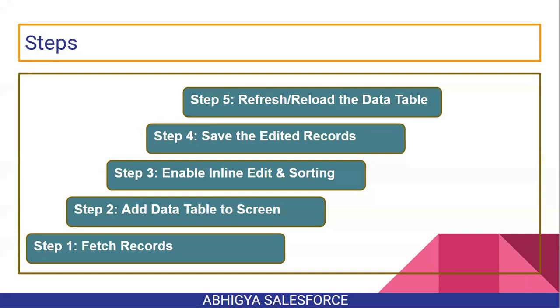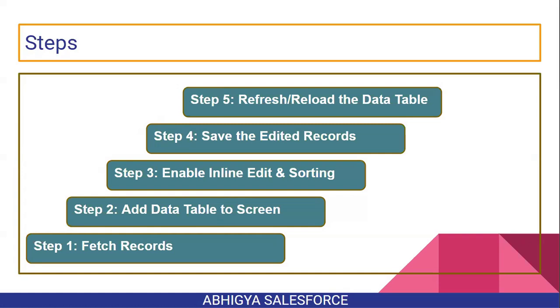The first step is to use Get Records. This whole scenario we are going to implement in screen flows. In the screen flow, we are going to display the list of records. First we need to fetch the records from the database, and those records we are going to add into the screen with the help of the data table.